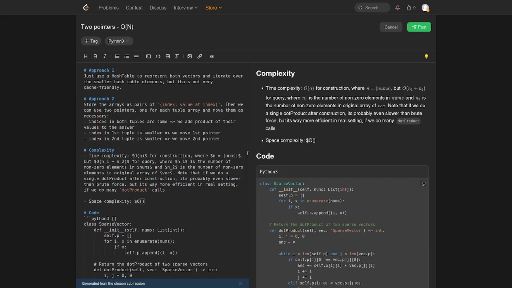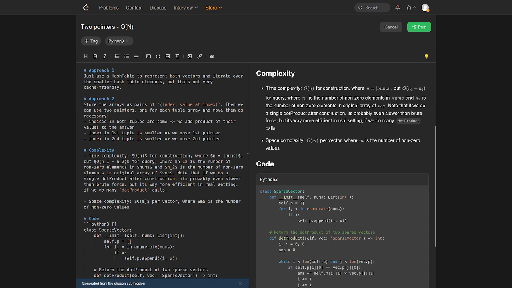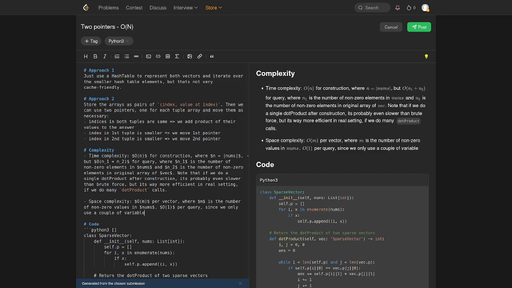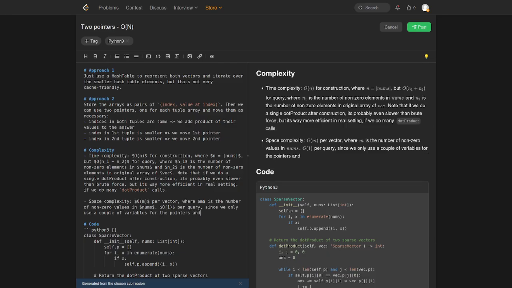O where O(M) per vector, where M is the number of non-zero values in nums, O(1) per query, since we only use a couple of variables for the pointers and the answer.